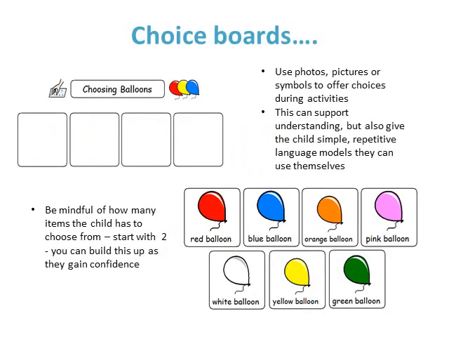Choice boards can be used to support understanding and spoken language skills at the child's language level by providing simple, repetitive language models with pictures to show how each choice is different. Remember not to start with too many choices. This can be too confusing for children until they've really understood how choosing works.